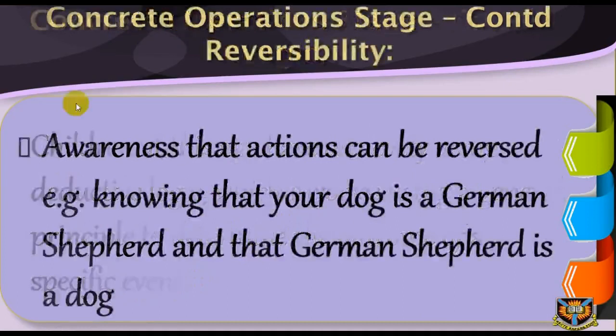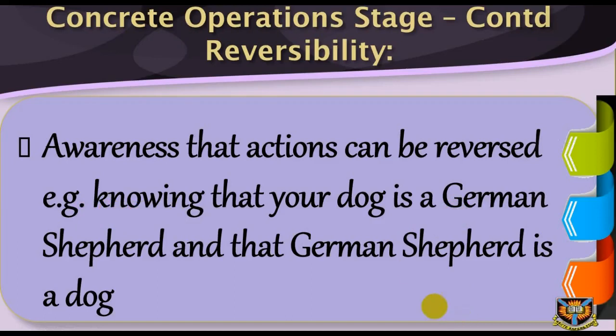Reversibility. One of the most important developments at this stage is an understanding of reversibility, or awareness that actions can be reversed. An example of this is being able to reverse the order of relationships between mental categories. For example, a child might be able to recognize that his or her dog is a Labrador, that a Labrador is a dog, and that a dog is an animal.